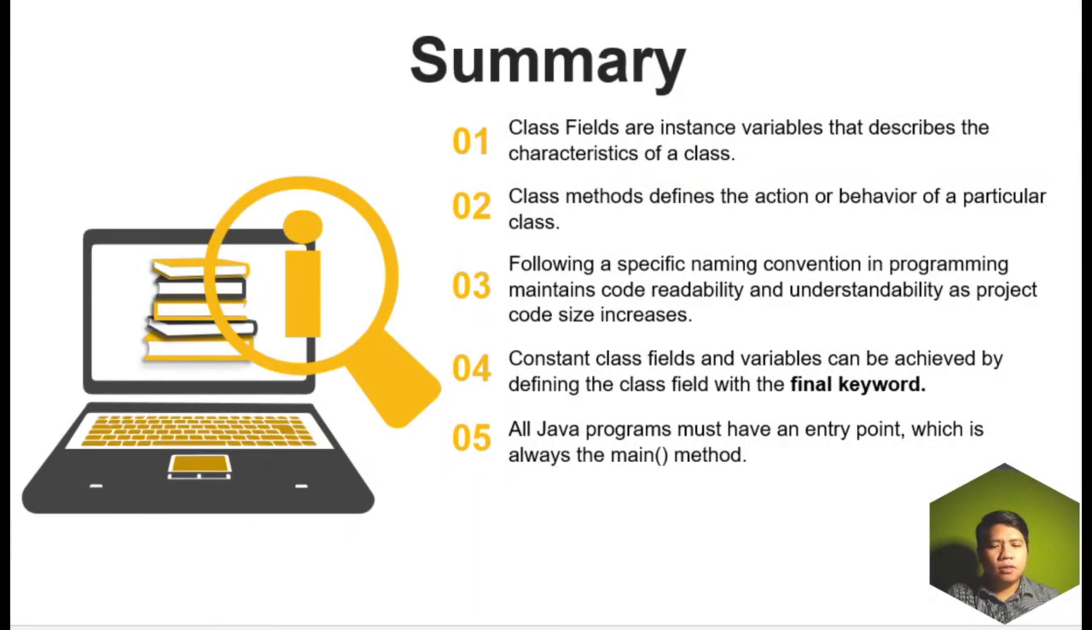In summary, class fields are instance variables that describe the characteristics of a class. Class methods define the action or behavior of a particular class. Following a specific naming convention in programming maintains code readability and understandability as project code size increases. Constant class fields and variables can be achieved by defining the class field with the final keyword. All Java programs must have an entry point, which is always the main method.